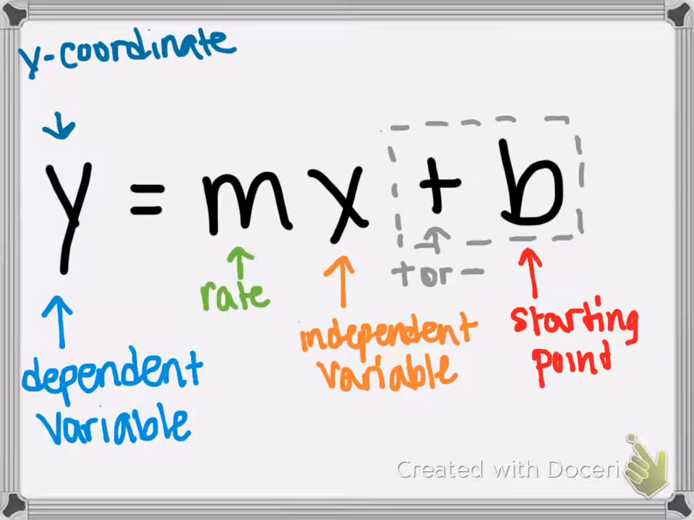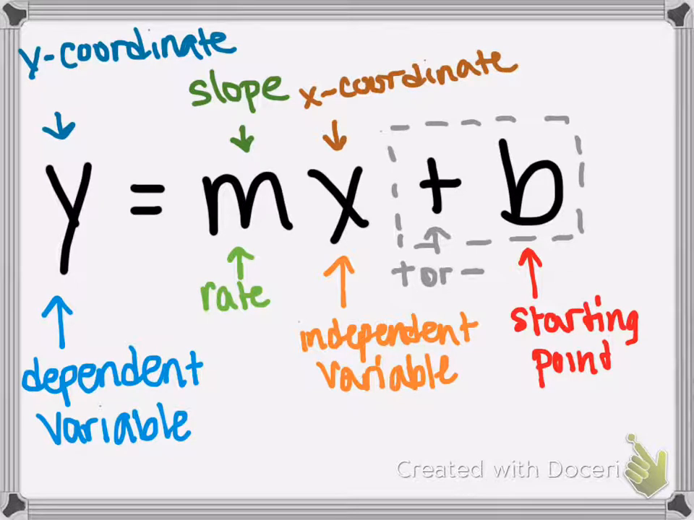In a graph, the y represents a y-coordinate. The m represents your slope, kind of like the mountain that I showed you a few videos ago. The x represents the x-coordinate, and the b represents the y-intercept. So all of this information needs to be added onto your foldable, and we're going to see how all of this connects to what we've been doing the past few weeks in class.